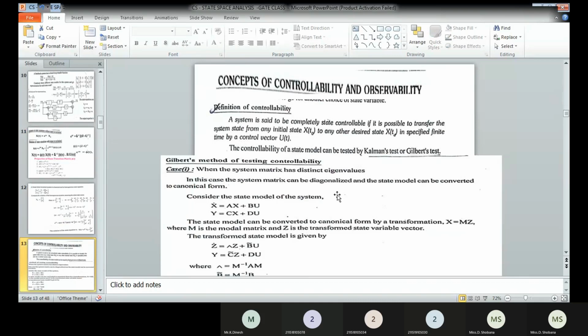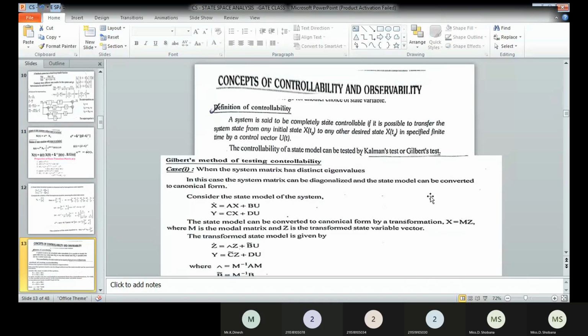Here we are going to observe whether the system is controllable or observable. That will be done by using the controllability and observability test. This test can be done by two methods, developed by Gilbert and Kalman: Gilbert's method and Kalman's method. So first of all, we are going to discuss Gilbert's method.